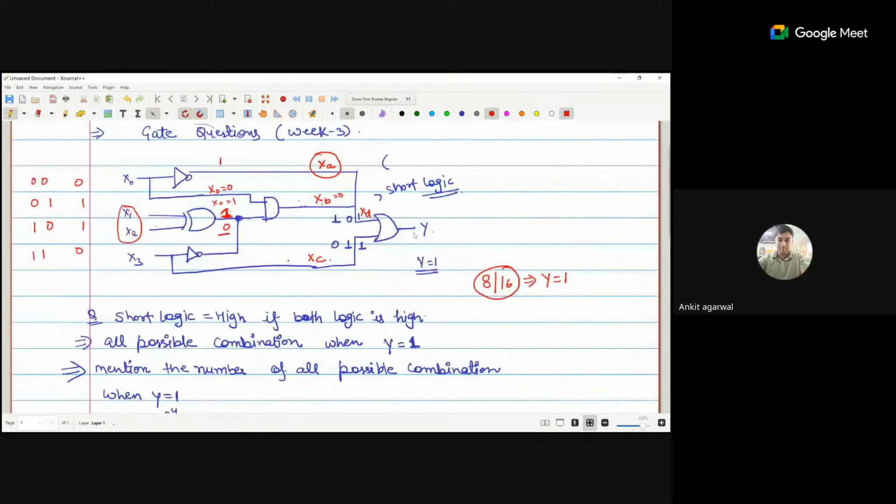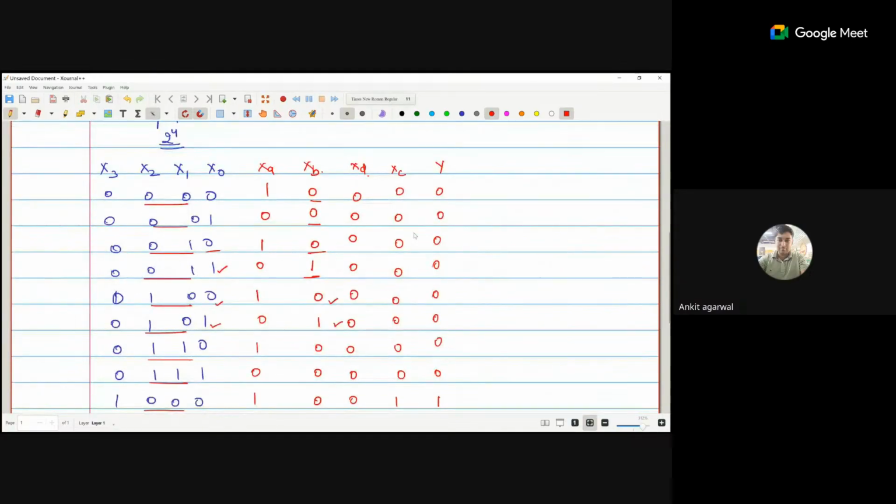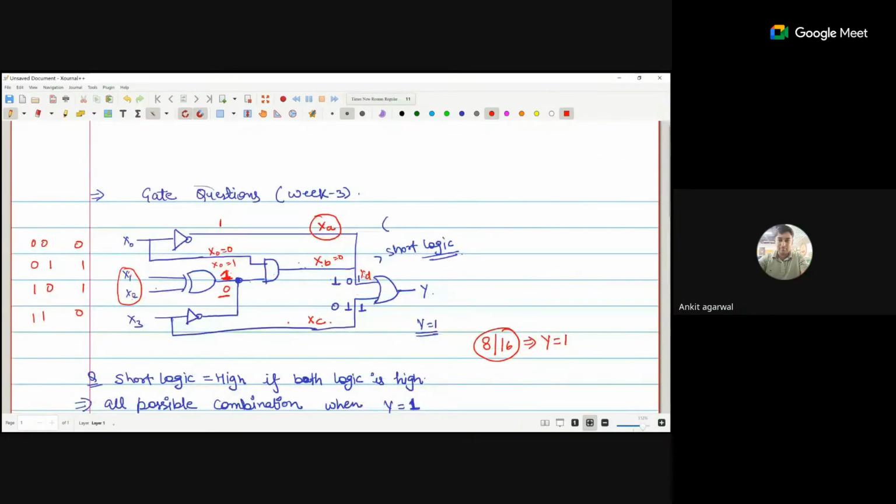What is xc? Xc is x3. So x3 is this one. I just use the xc. Initially 8 are 0, and after that 8 are 1s. Okay. Now the xa and xb combination I just use as xd.